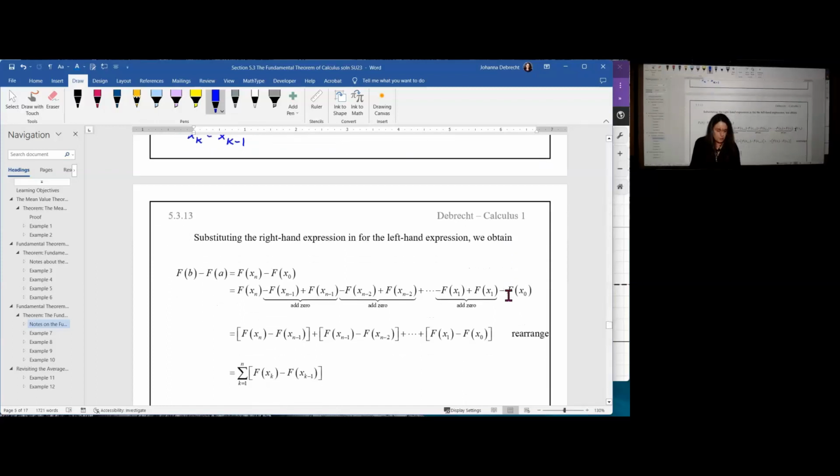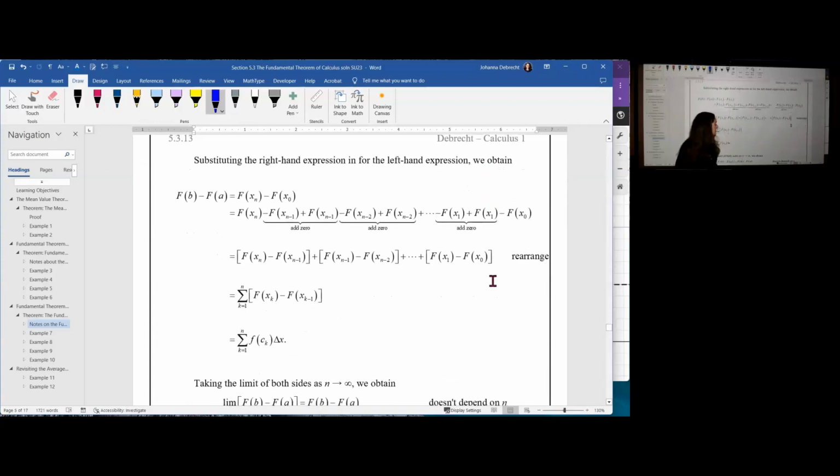Then we can replace each of these pairings with the summation of F of x sub k minus F of x sub k minus 1. And that can be replaced by the summation of the lowercase function at the mean value theorem, where the slope of the tangent line equals the slope of the secant line over the subinterval, multiplied by delta x.